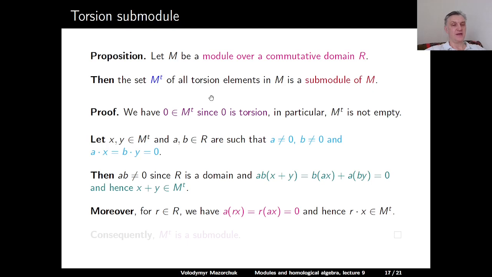Moreover, if R is an element in the ring, and we apply A to Rx, then again, since our action is associative and our ring is commutative, we can rewrite it as R applied to AX, and this is 0 because A belongs to the annihilator of X by assumption. This means that R applied to X belongs to the torsion part. And this proves that the torsion part is actually a submodule.